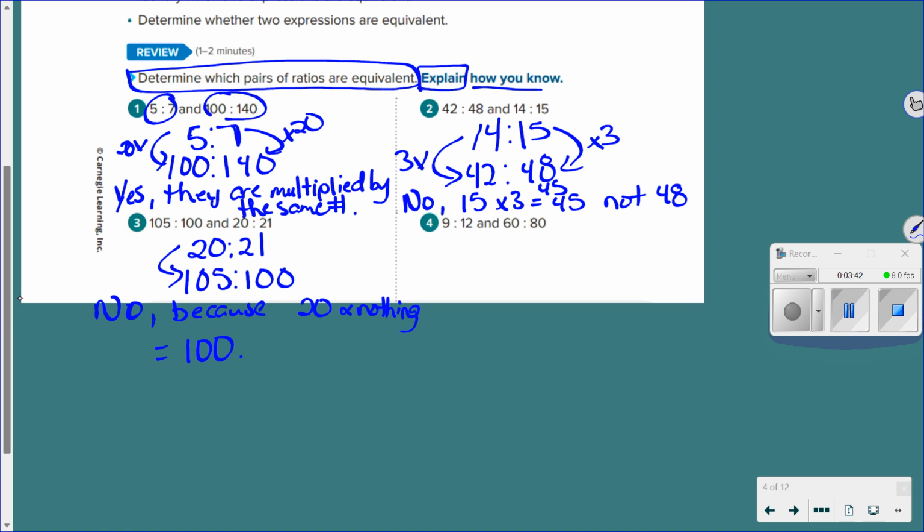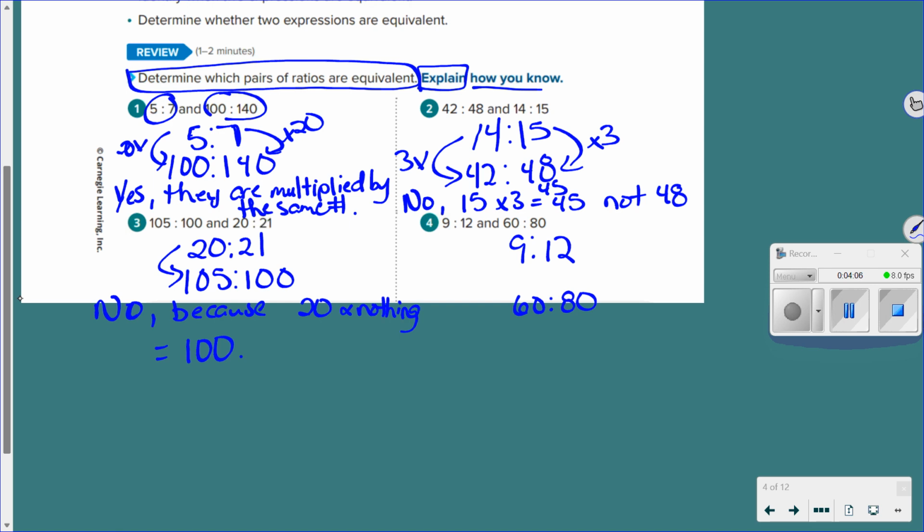All right, and the number 4. 9 and 12, 60 and 80. Can I do something to 9 to get to 60 evenly? But that's not in the right order, so they're not. You can't just flip the ratio. You have to use it how they gave it to you. Make sense?